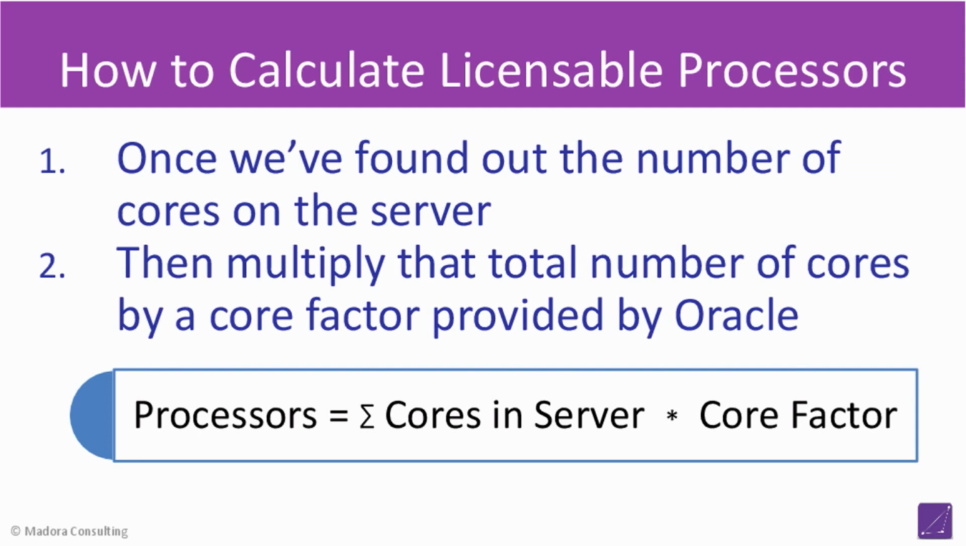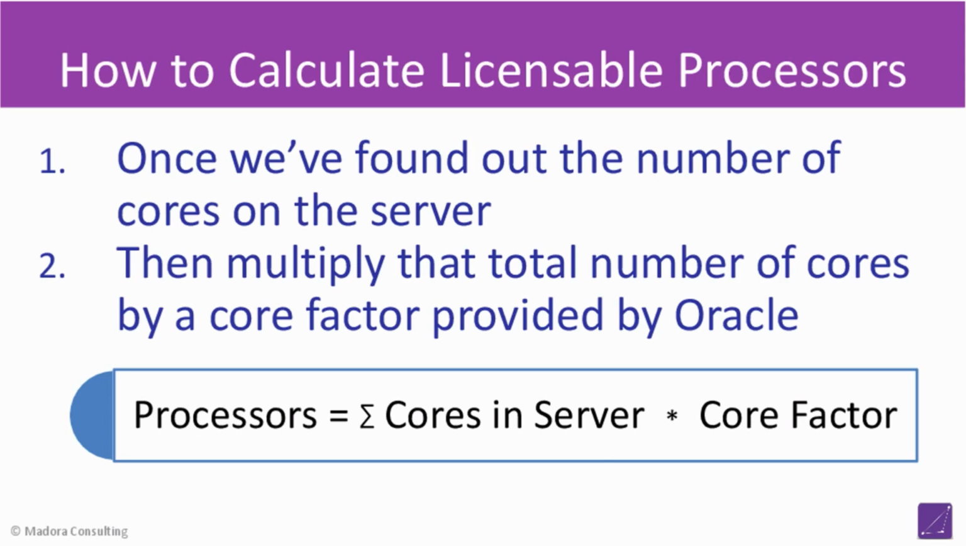So once you've worked out the total number of cores, for example, a server with 2 dual core processors will have 4 cores in total. And you can use that to calculate the number of processor licenses required. So you take that total number of cores and multiply that by the core factor. Now, the core factor is provided in a table by Oracle and regularly updated. And as you might not have a copy of that in front of you, we'll look at a few examples.